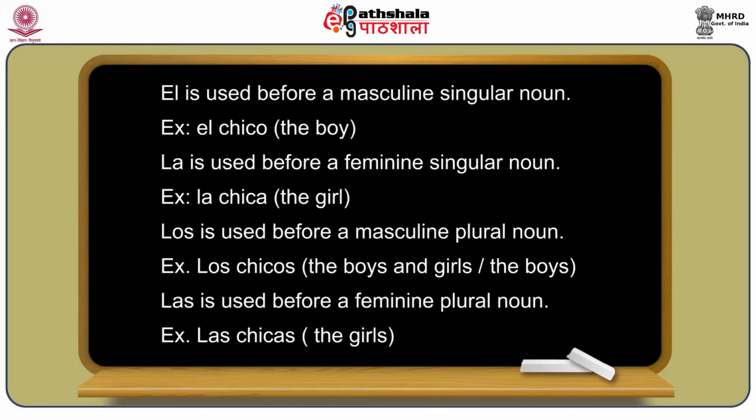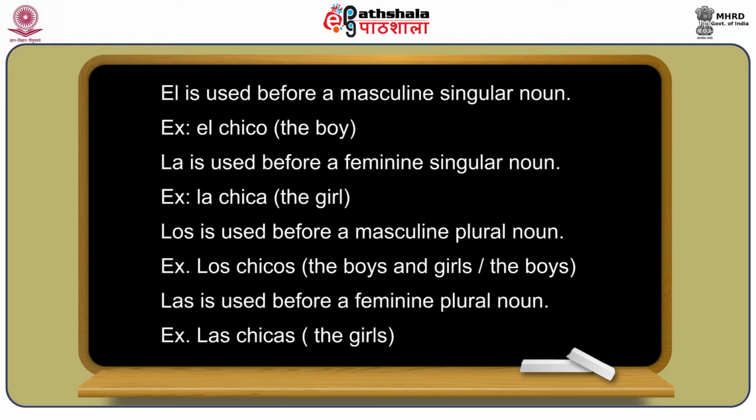So again, the articles in Spanish are el, la, los and las. El chico means the boy, la chica means the girl, los chicos means the boys, and las chicas means the girls. So el is used before a masculine singular noun, el chico, and la is used before a feminine singular noun, la chica. Los is used before a masculine plural noun, los chicos.